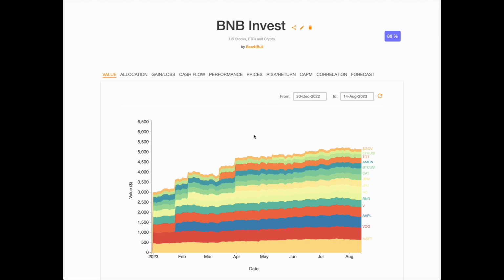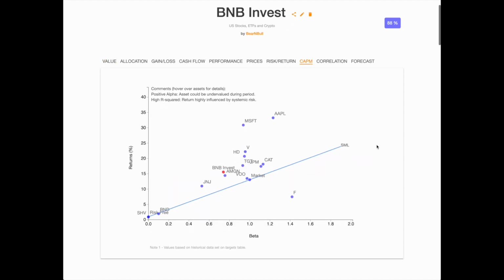The first section is our graph section. I'm going to click on the CAPM tab right above the graph, which takes us to the CAPM graph. The x-axis here is beta, a measurement of systematic or overall market risk. Y-axis, it's returns as a percentage per year.